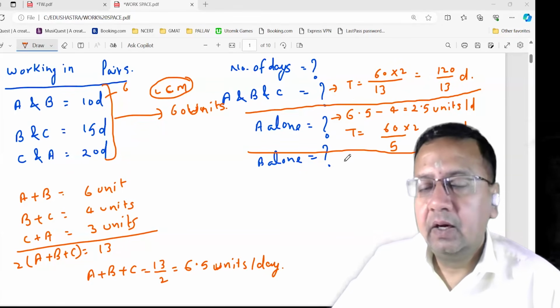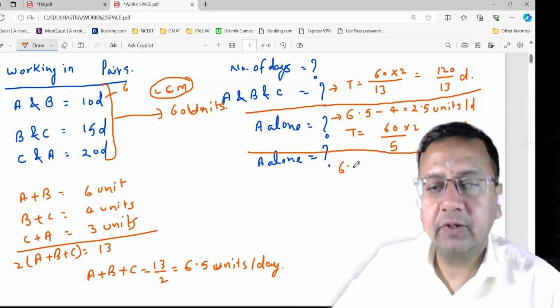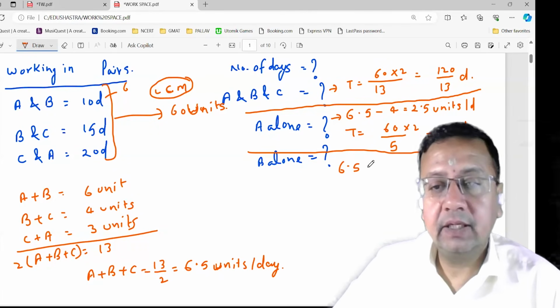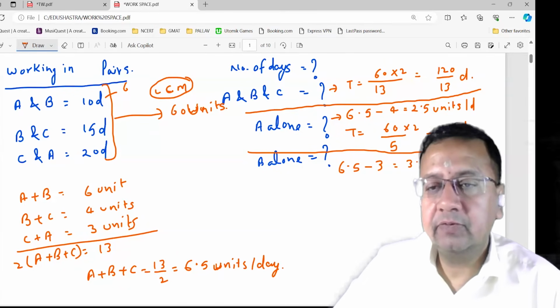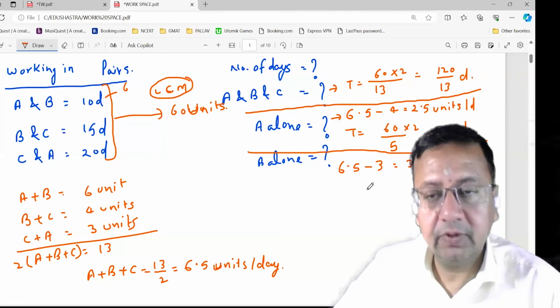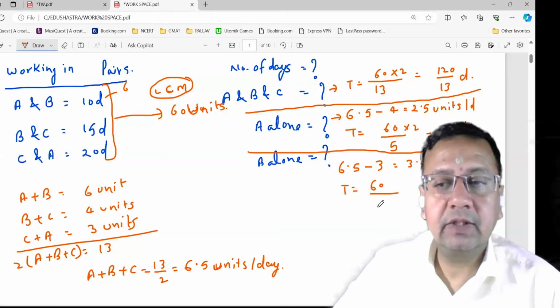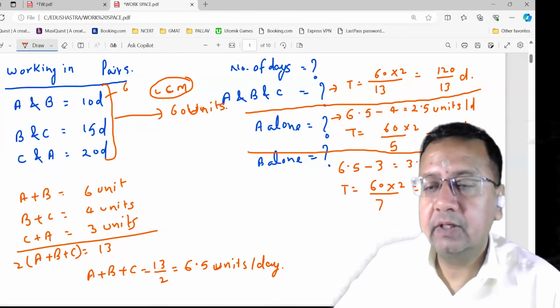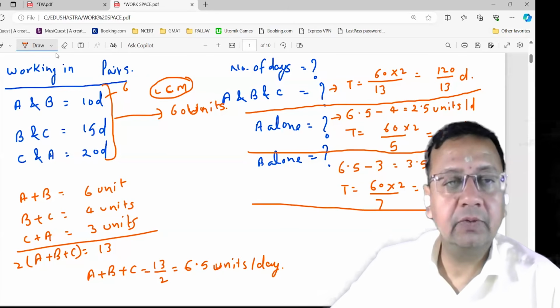Okay, so for B, again, total units are 6.5. Now I want B, so I need to subtract for A and C. A and C are taking 3 units. So subtracting, this is 3.5 units per day for B alone. Now calculate the time: 60 units divided by 3.5, which is 7 by 2, so 120 by 7 days for B, if B is working alone.